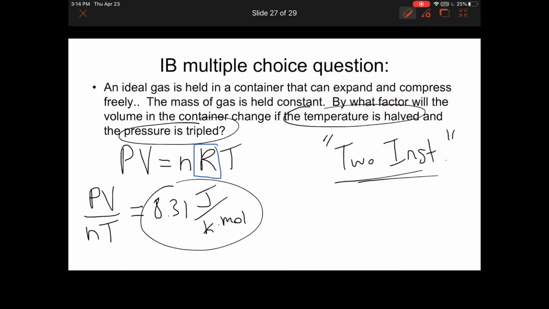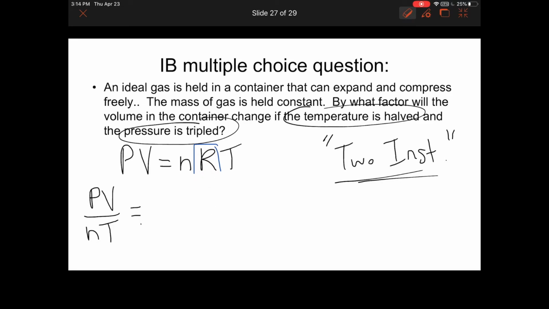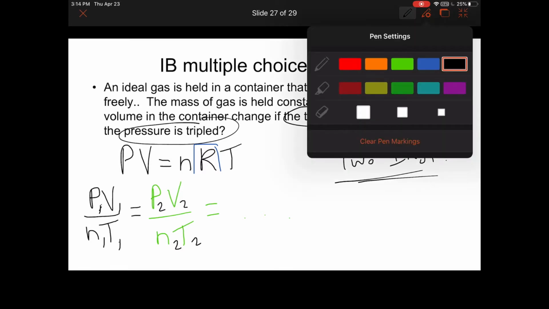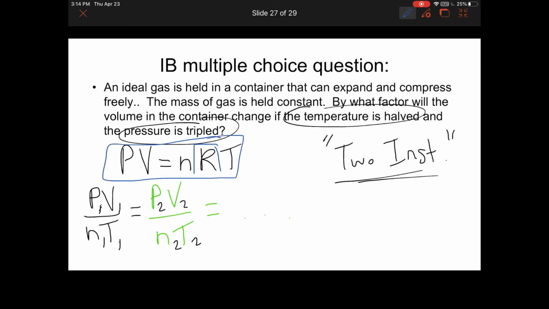It's always going to be that way if it's an ideal gas, which we're assuming it is in this case. So if this is always going to be the answer, then it shouldn't matter whether it's instance 1, instance 2, instance 3, instance 4. It doesn't matter. It's always going to equal 8.31. All we do is say that instance 1 should be equal to instance 2. That's all it is. So using this formula that you should be given, you can basically derive this one.